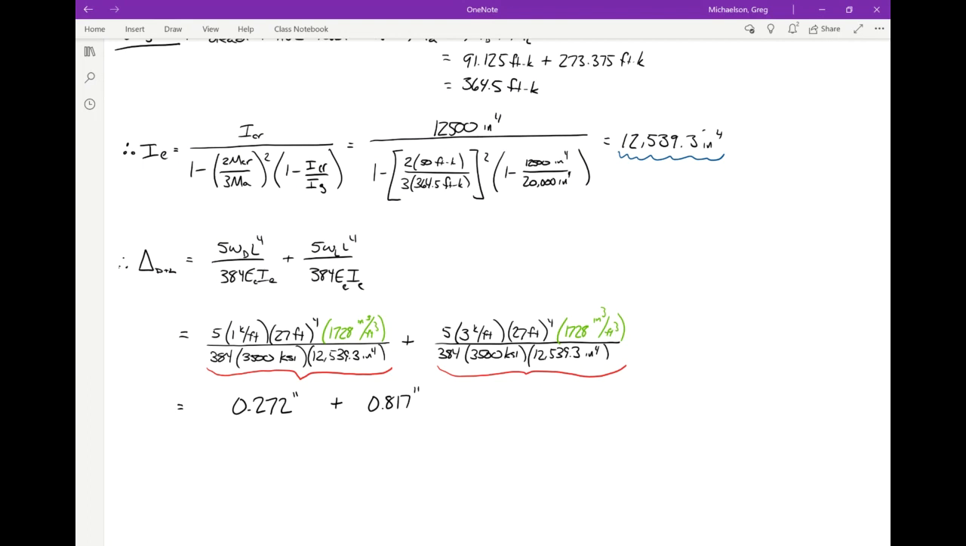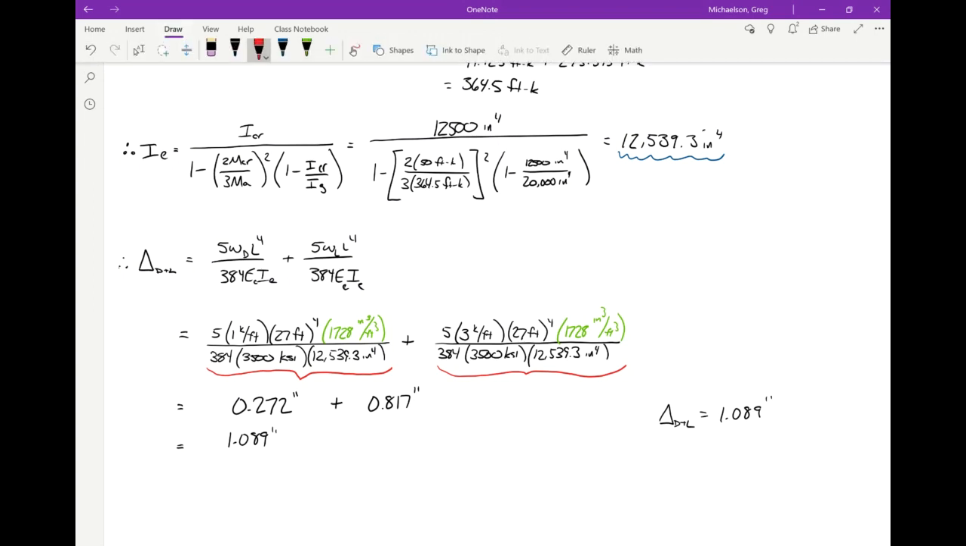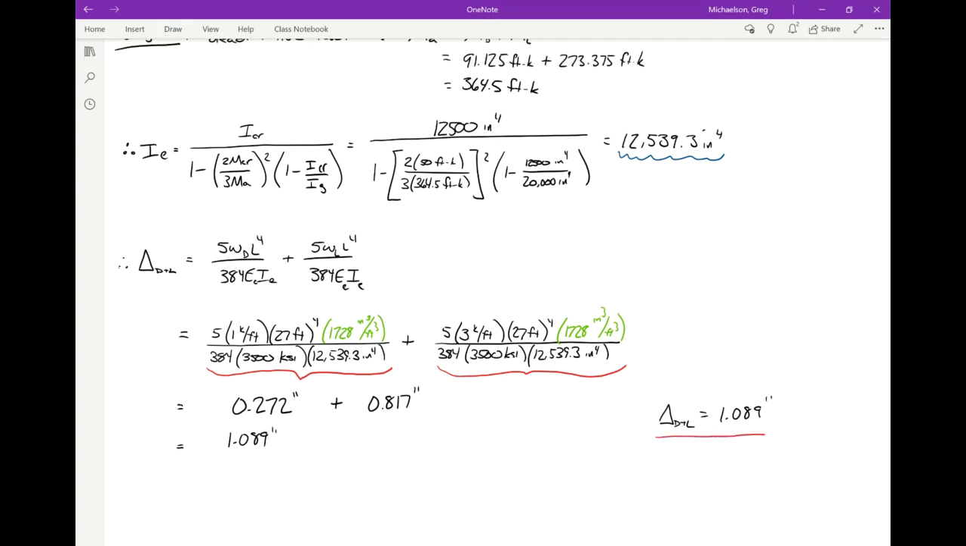Exactly right. Okay, now I want to show you something. First off, let's sum these up. 0.272 plus 0.817 is 1.089. So our deflection due to dead plus live is 1.089. That's straightforward, but I want to show you something.